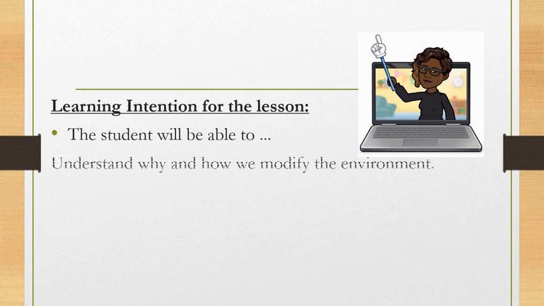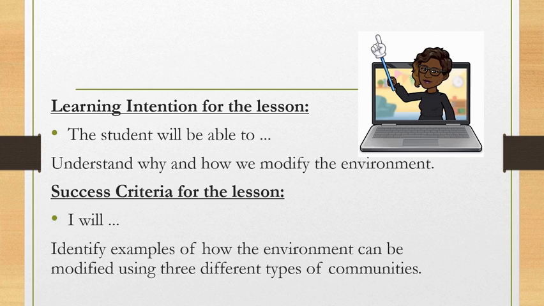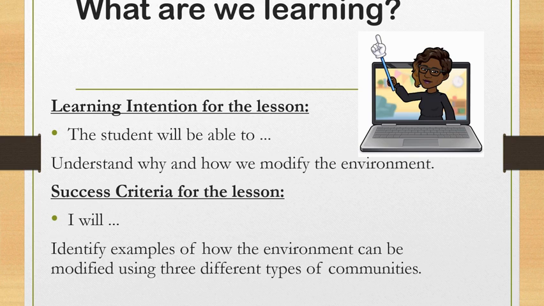Learning intention for this lesson. The students will be able to understand why and how we modify the environment. Success criteria for this lesson. I will identify examples of how the environment can be modified using three different types of communities. What are we learning?